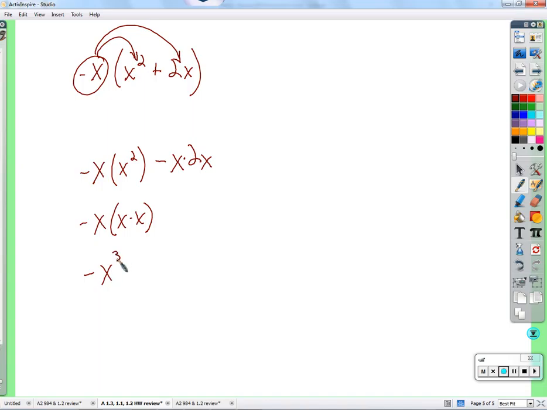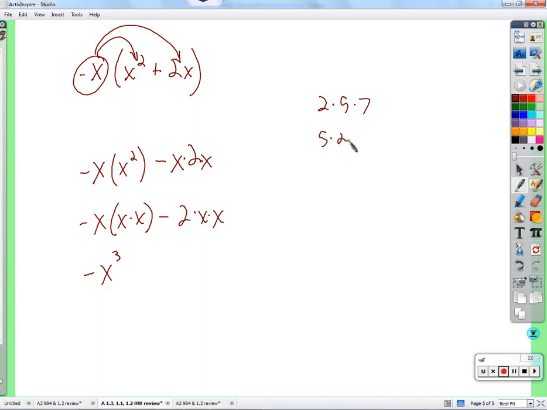Negative x times x squared. I'll just go ahead and put minus, because negative times positive, right? This is positive, this is negative, we get a negative then. Negative, let's just say x times 2x. Okay. Well, what does x squared mean? X times x. We got negative x times x times x.